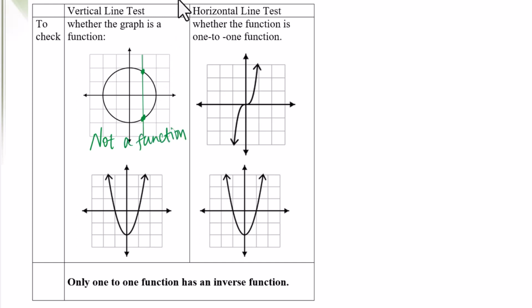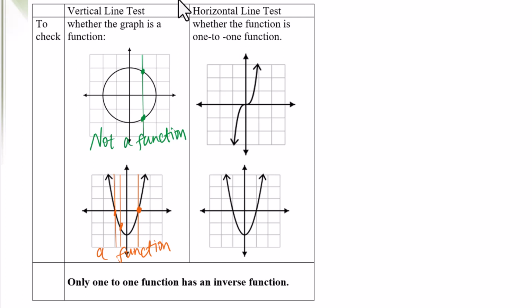Second graph, let's draw any vertical line. We only have one intersection for each vertical line. This is a function. Horizontal line test is to check whether the function is a one-to-one function.